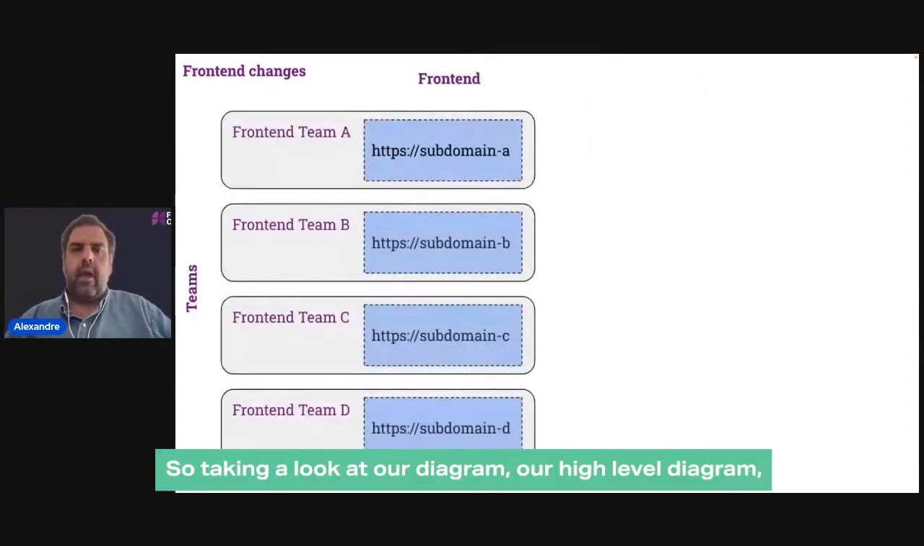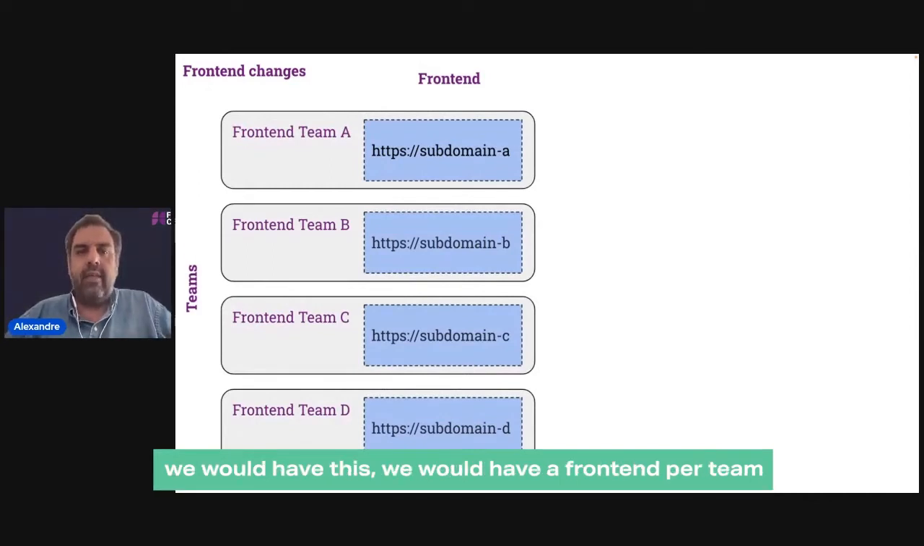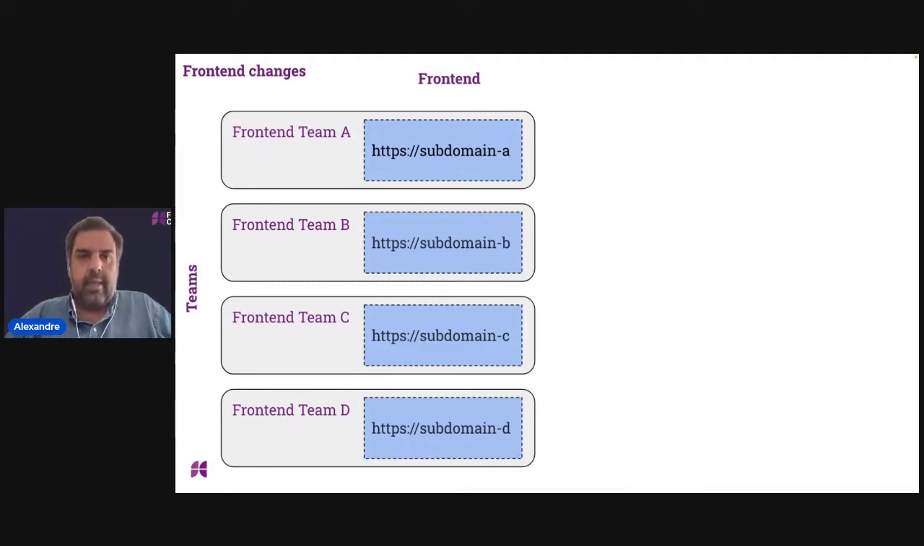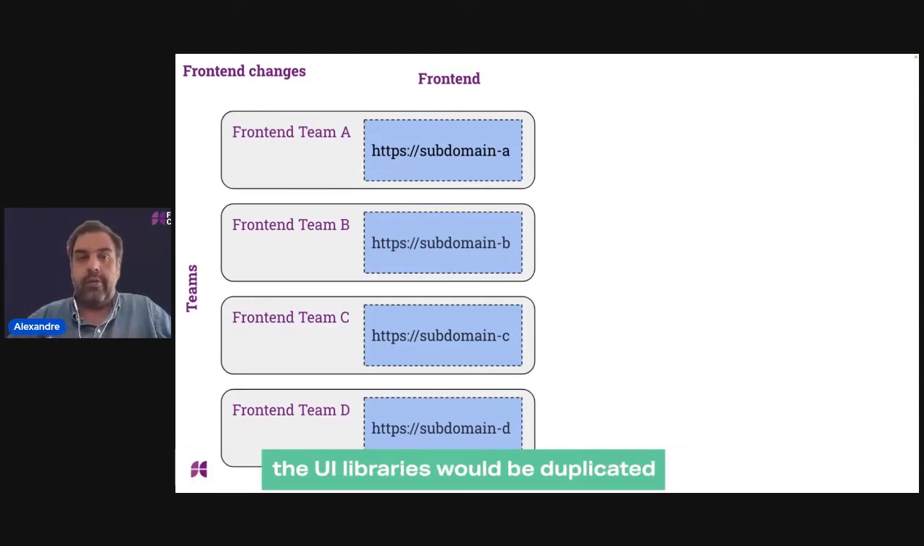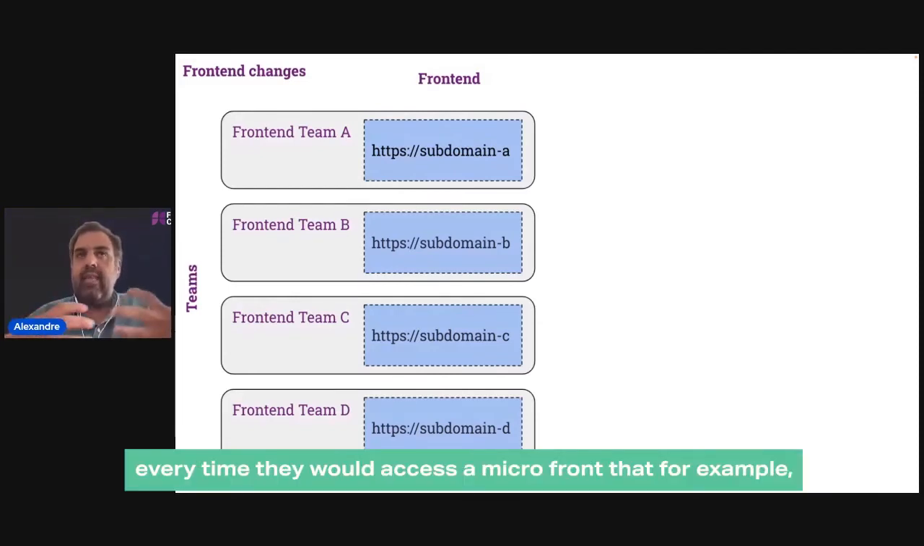So taking a look at our high-level diagram, we would have this. We would have a front end per team representing a subdomain. However, this structure would lead to a scenario where a lot of the code, like the vendor libraries and the UI libraries, would be duplicated into each micro frontend's bundled files, making users have to download it every time they access a micro frontend.